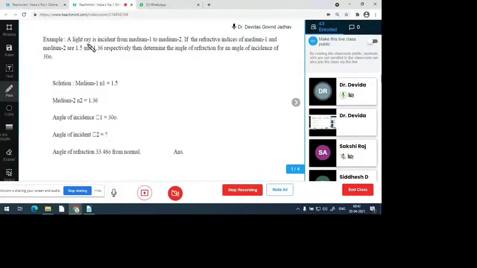Numerically, the light ray is incident from medium 1 to medium 2. So this is medium 1 and medium 2. The refractive indices of medium 1 and medium 2 are 1.5 and 1.36 respectively. So these two media are there. Then determine the angle of refraction for an angle of incidence of 30 degrees.